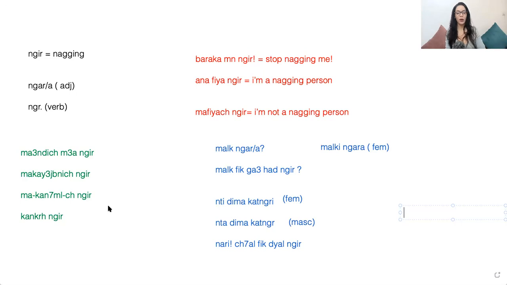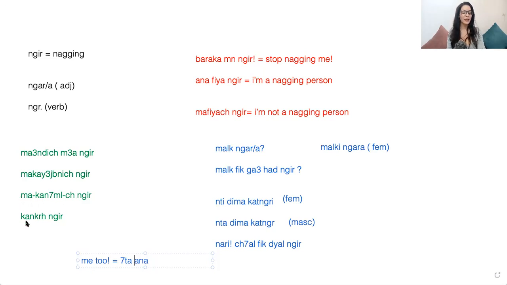How would you say "me too"? Any idea? You would say حتى أنا, whether you are male or female. حتى أنا. So if I told you ما عنديش مع نغير, you can answer me with حتى أنا. Okay? So yes, we have here ما كنحملش نغير.